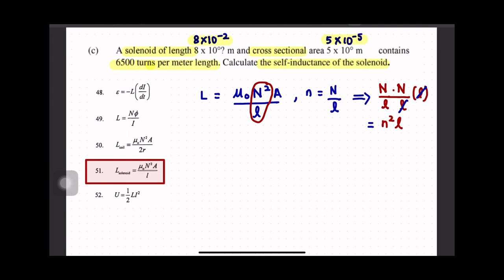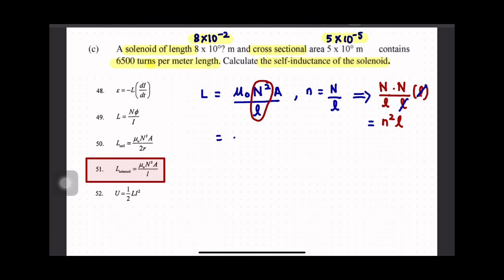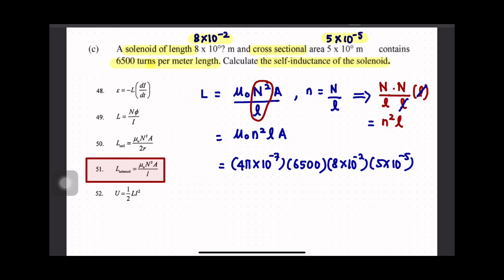6500. Okay, so kita masuk dalam formula, dia akan jadi mu naught N kuasa 2 L A. Okay, 4 pi times 10 to the power of negative 7 darab dengan 6500. L adalah 8 times 10 to the power of negative 2. And then area lah 5 times 10 to the power of negative 5. Okay, macam tu lah. Alright, so you can kira, you dapat 4 pi darab dengan 10 negative 7 times 6500, lupa power of 2, power of 2, times 8 exponent negative 2, then times 5 exponent negative 5. Okay, 212 times 10 negative 4 Henry. Okay, so macam tu.